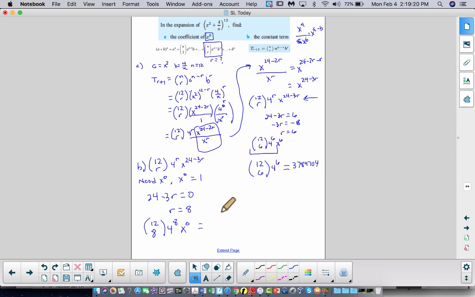So that would be 12 choose 8, 4 to the 8th, times 1. And if you put that in your calculator, you would get 32,440,320. All right, last example.